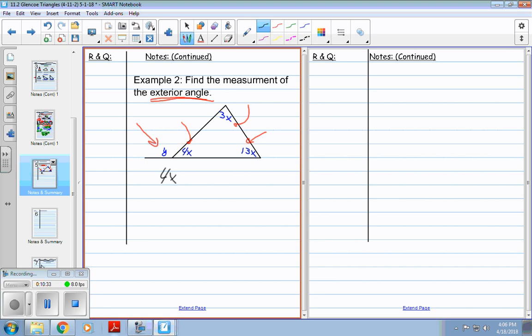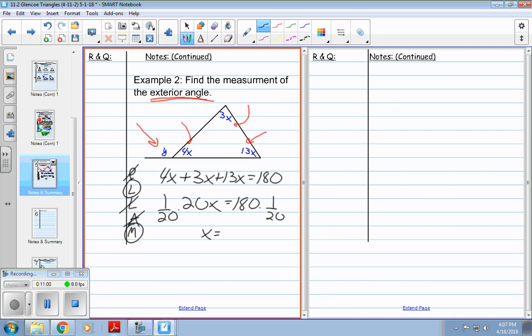So 4x plus 3x plus 13x has to equal 180. We have no distributive. We do have like terms. That gets us up to 20x equals 180. There are no like terms across. We don't have an additive inverse, but we do have the multiplicative inverse. And we find x equals 9. So, again, not the answer to the problem.